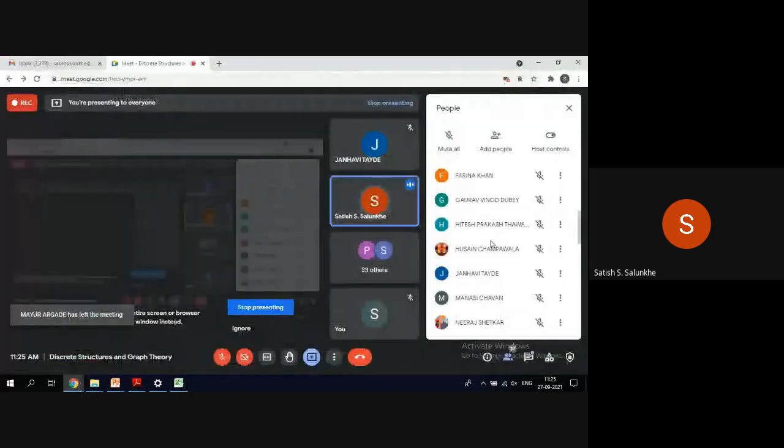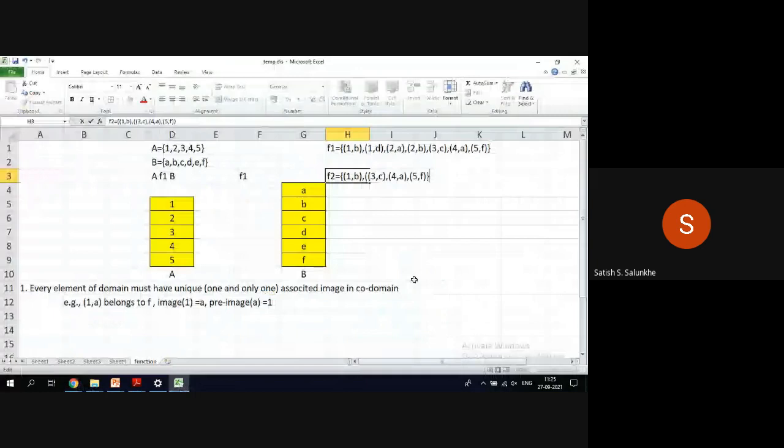Mansi, unmute. Yes, sir. Tell me, is it a function? Yes or no? Hello, can you please be louder? So I think it is a function. If it is yes, then why? Because every domain has its codomain.